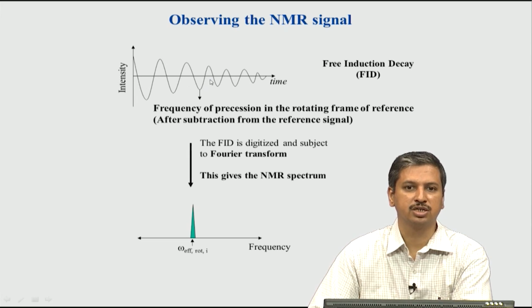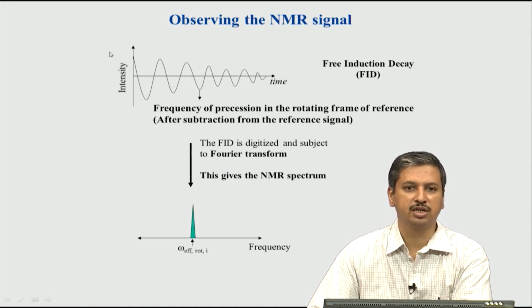So, this oscillation is now after subtraction, because of this chemical shift, and it is slightly different from the reference signal. If it were the same as the reference signal, it would have been 0, no frequency. But the fact that it is slightly different is because many spins may not have exactly the same frequency as the reference, and they will have an oscillation. So, this is the free induction decay after subtraction from the reference.